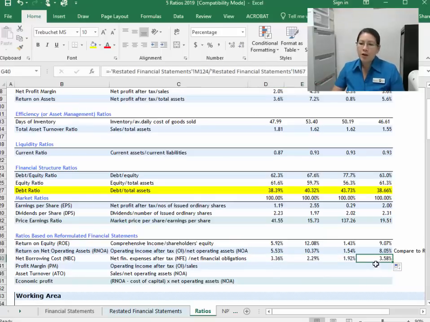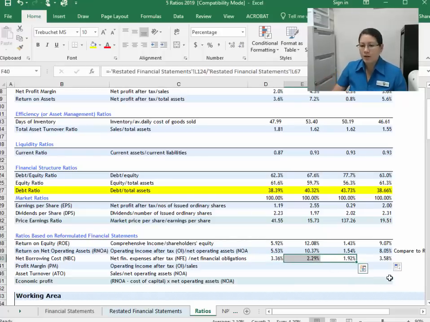So the borrowing costs, if we have a look, are 3.58%, slightly decreased to 3.36%. I would expect that because the level of borrowings has remained slightly the same. But have a look here. This is a little bit interesting for me.